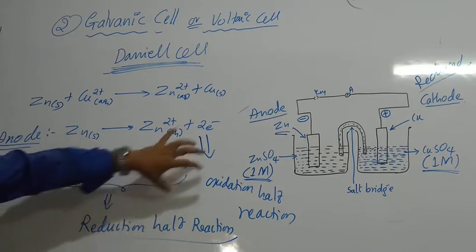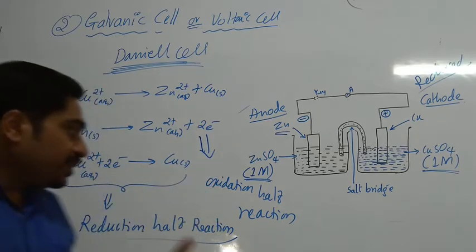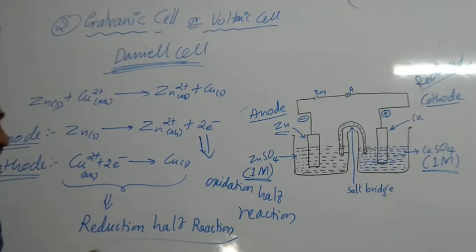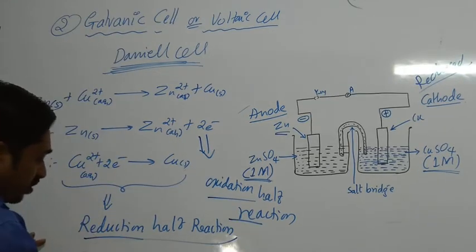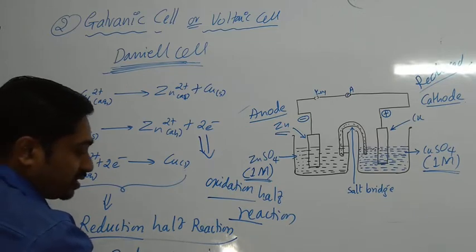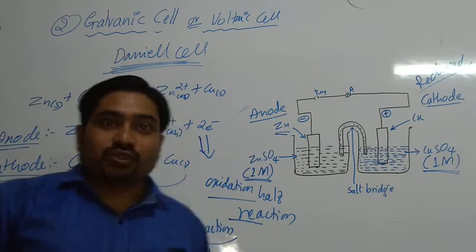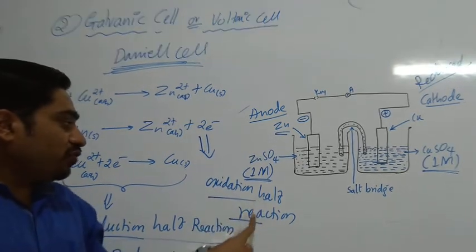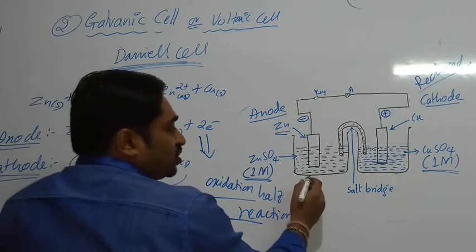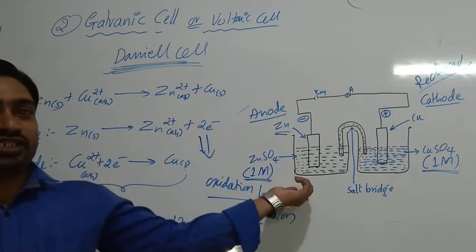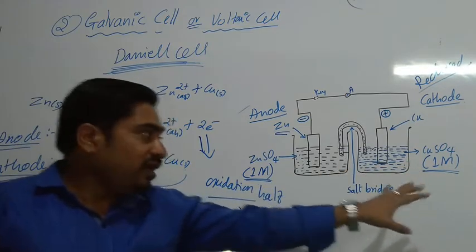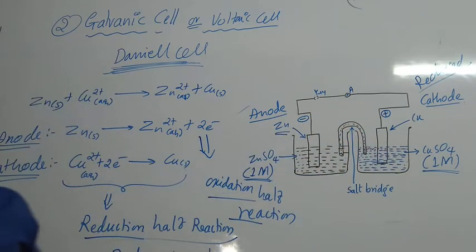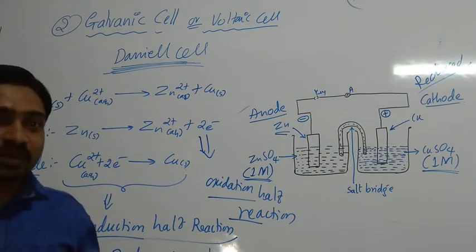The combination of these two reactions is called what? Redox couple. So the combination of oxidation half reaction and reduction half reaction is called redox couple. The electrode at which oxidation half reaction takes place is called the oxidation half cell. This is the reduction half cell. And these two are collectively called redox couple.